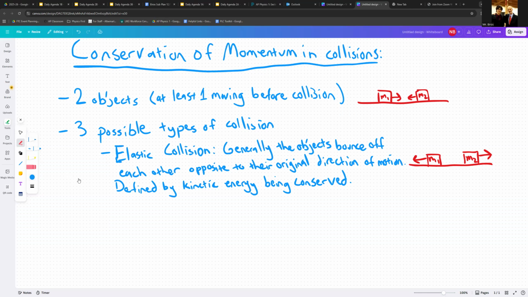Now, momentum is conserved in all collision types. So all of these collisions.